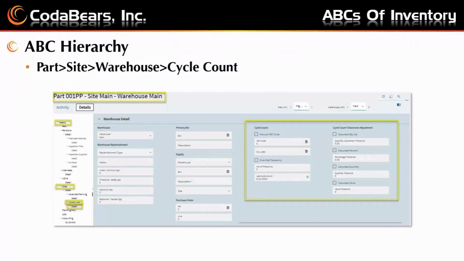So within MES, in part tracker or part entry, you can navigate to the site and warehouse details, and you can view the cycle count ABC code and additional settings. In the ABC hierarchy, if codes are set up at this level, these codes override any that are set up at other levels. So once you're at this detailed level within the specific part in the specific site and the specific warehouse, there's a cycle count card, and you can set up ABC codes there, and these override any that are at any other levels.